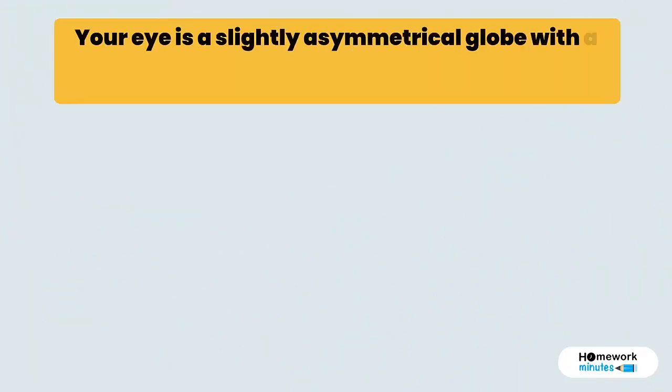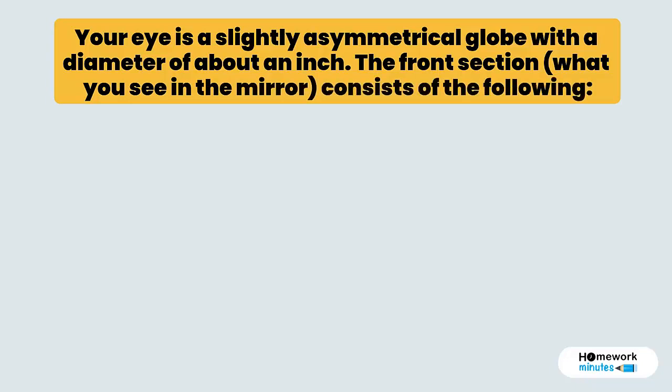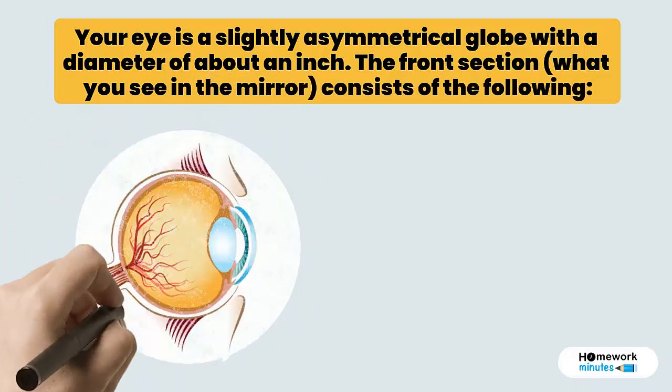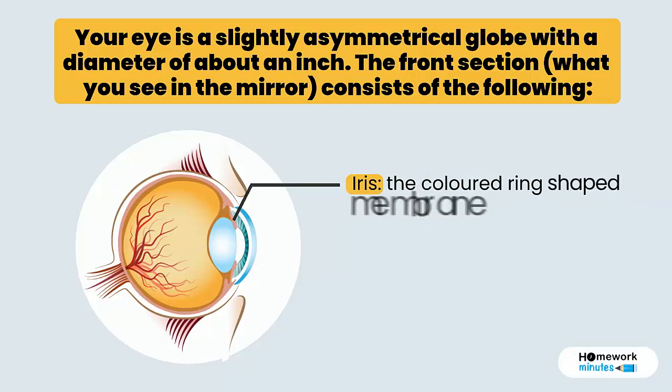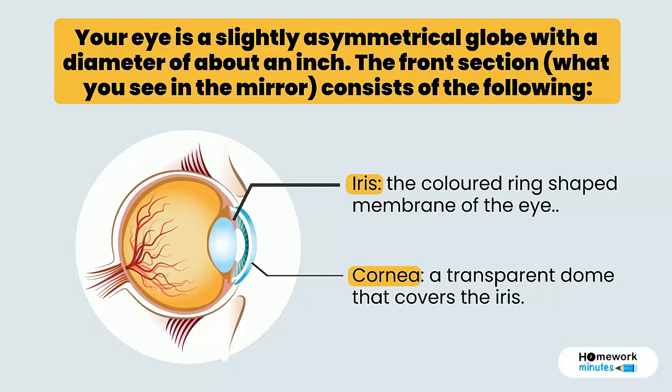Your eye is a slightly asymmetrical globe with a diameter of about an inch. The front section, what you see in the mirror, consists of the following. Iris, the colored ring-shaped membrane of the eye. Cornea, a transparent dome that covers the iris.